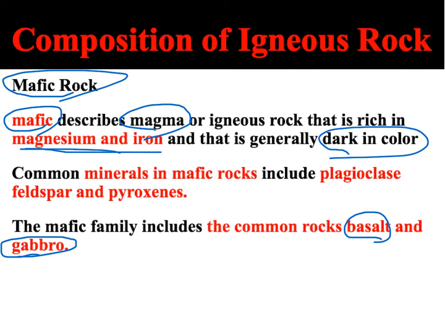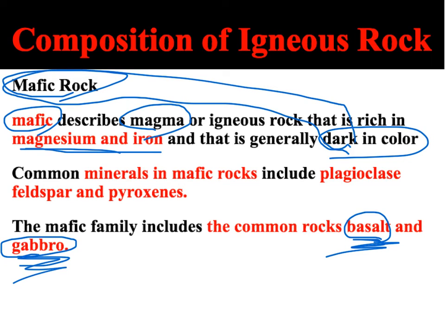So instead of having that light gray color with a couple of dark speckles, it has a dark gray or black color with some lighter colored speckles, or some red and orange speckles in it instead. And these have the plagioclase feldspar and pyroxenes. You don't really need to know the exact minerals, but you should know that basalt and gabbro are mafic. And mafic are dark colored, just like mafic magma was darker magma.